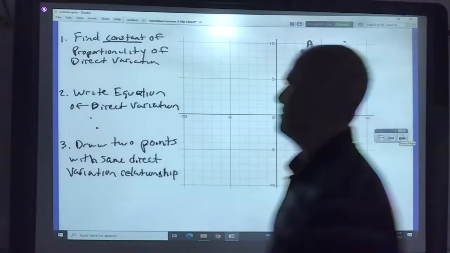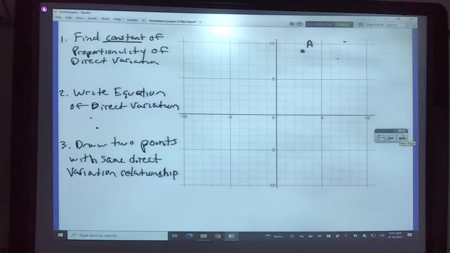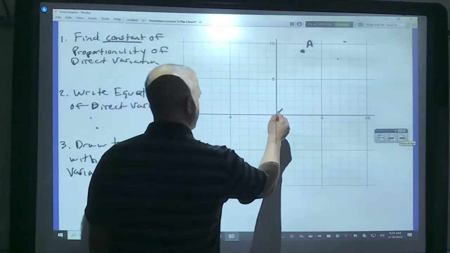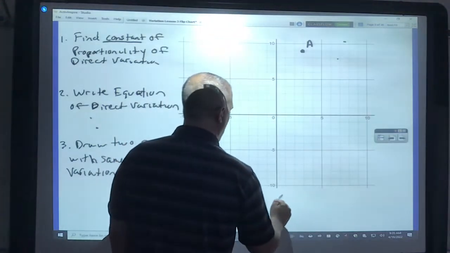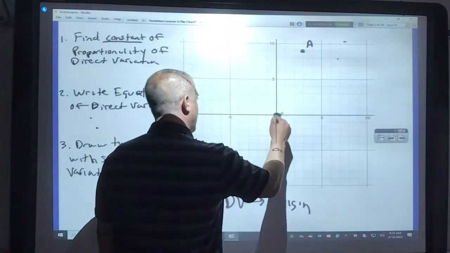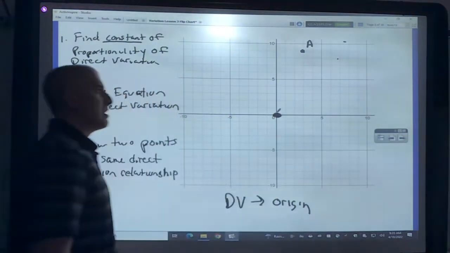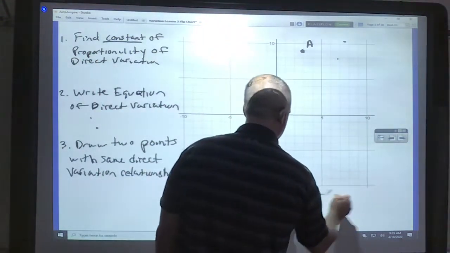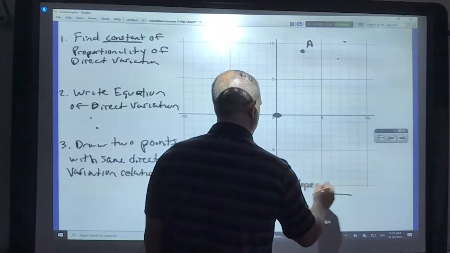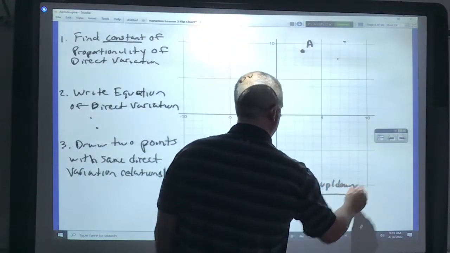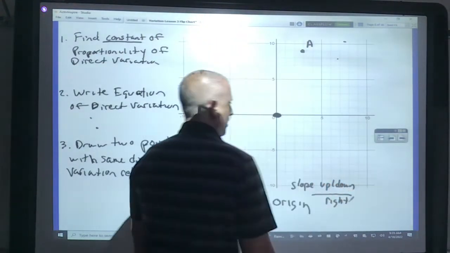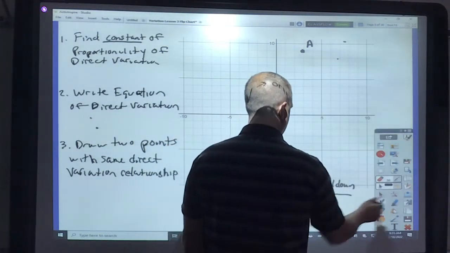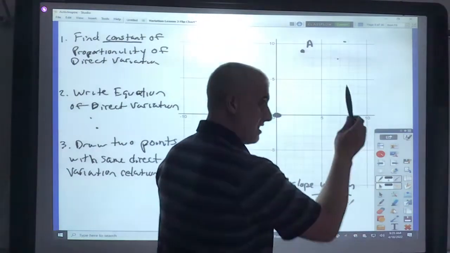All right, it says find the constant of proportionality of direct variation. Here's the big thing you have to understand: with direct variation, you always have a point at the origin. So I can automatically make that point, and that will help me in a little bit. Now, to find the constant of proportionality, we're going to find the slope, where the slope is how far up or down, and how many we go over. So take the elevator up or down.